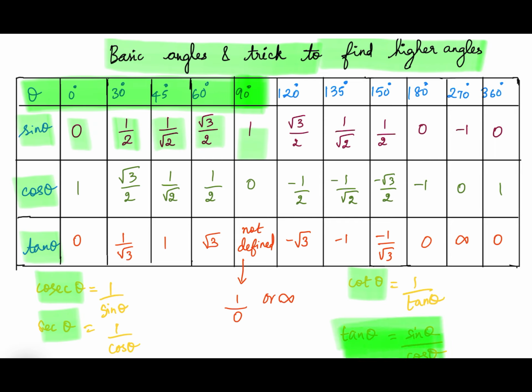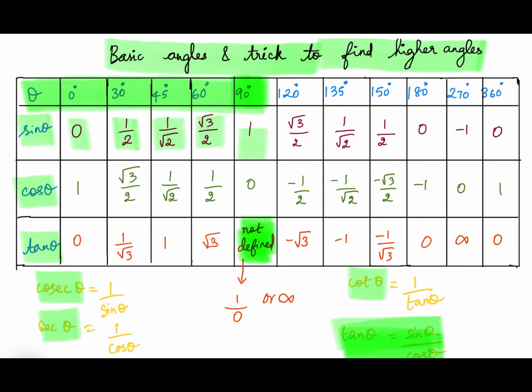For tan theta, you have to do sin theta by cos theta. That's it. What is tan 30? Sin 30 by cos 30 gives tan 30. If you see tan 90, it is an interesting one. Tan 90 is sin 90 by cos 90. It is 1 by 0. Anything by 0, we call it infinity, or it is not yet defined. We don't know what it is. So tan 90 is infinity, or you can say it is not defined.